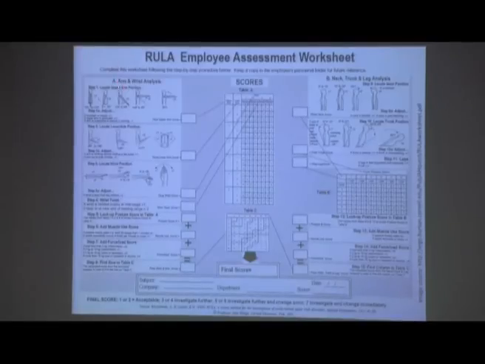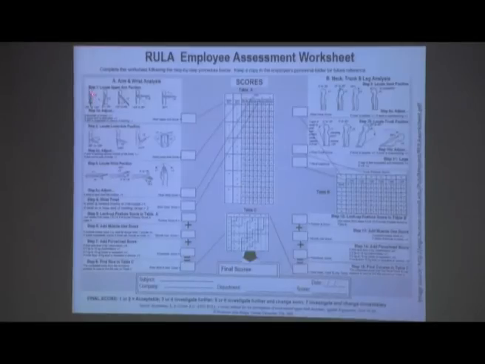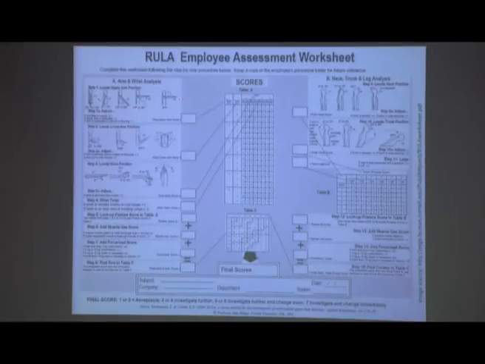So the first portion is arm and wrist analysis. Based on the posture of the arm, these are the scores for the upper arm. Based on the various postures of the upper arm, we can get the score, and all the scores are mentioned. If the upper arm position is like that, then you calculate 1. If the upper arm posture is like this, then we add 4. In this way, scores are defined.